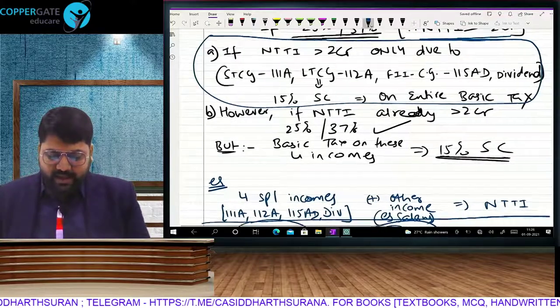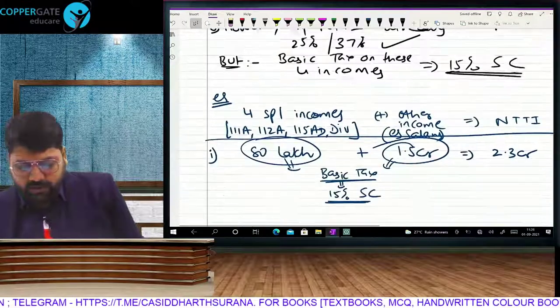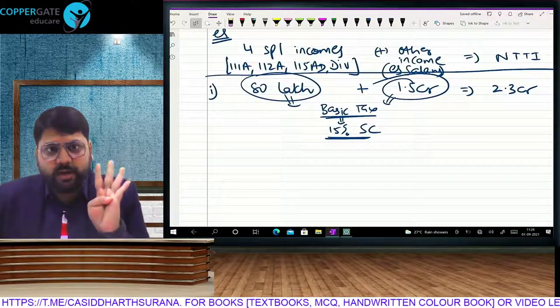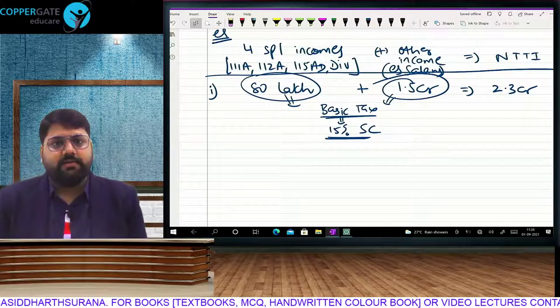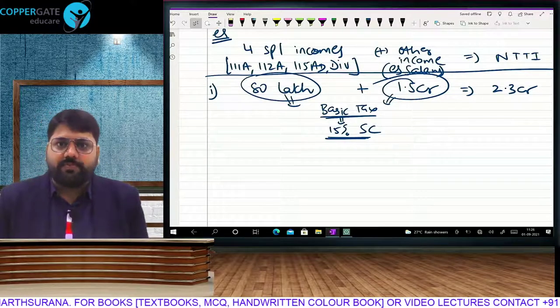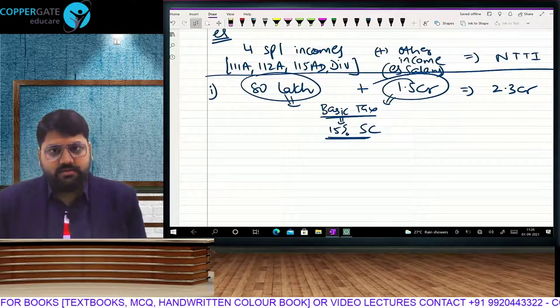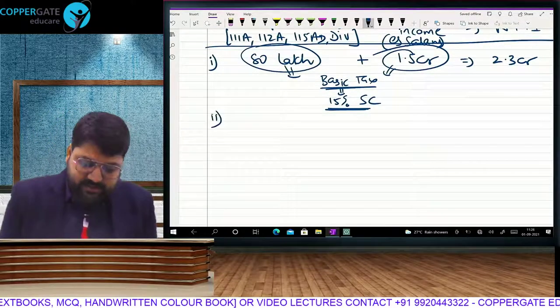At least with the help of the example. Are you following? If my income has crossed 2 crores only because of these 4 incomes, then it will be 15% on our entire liability. Have you understood point A? 100%? Chalo, excellent. Now let me give you my second example.